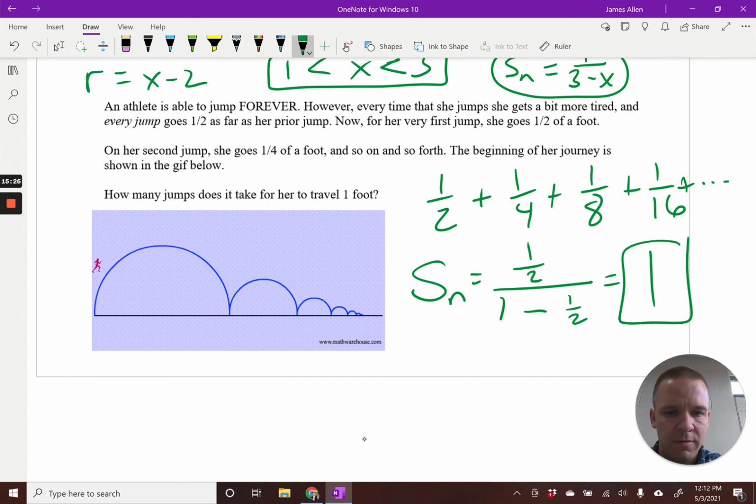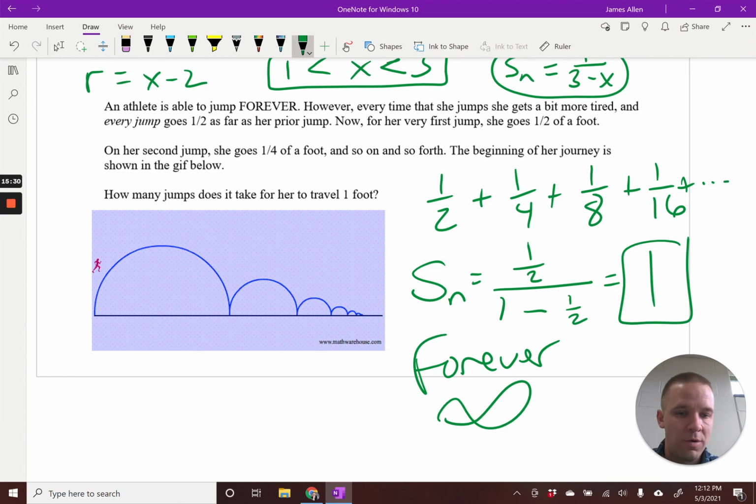So that means forever. Infinity. It's going to take her an infinite number of jumps to travel 1 foot. I guess we'll just have to wait.